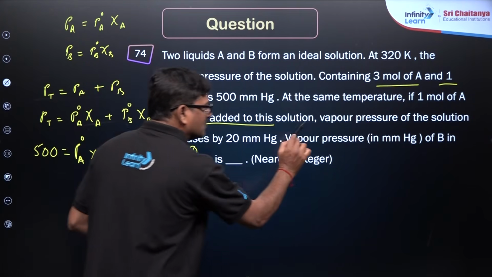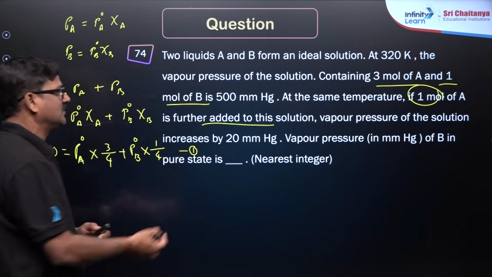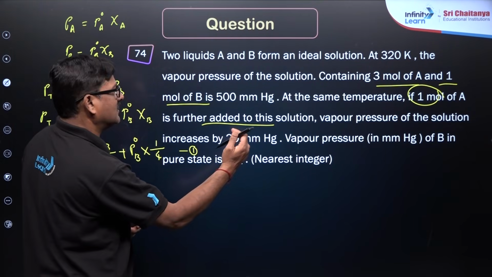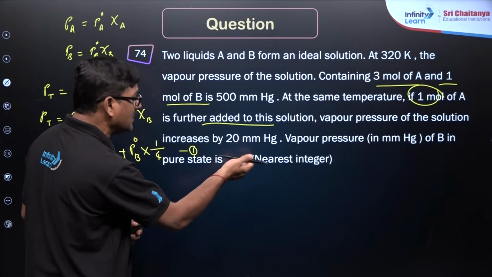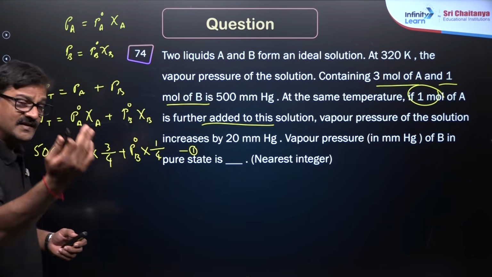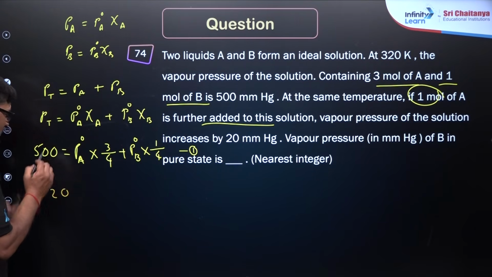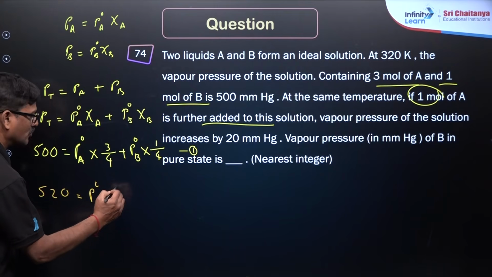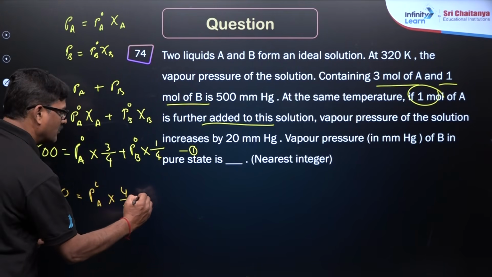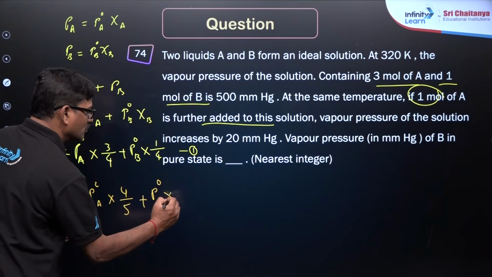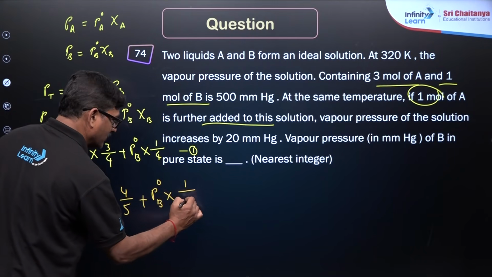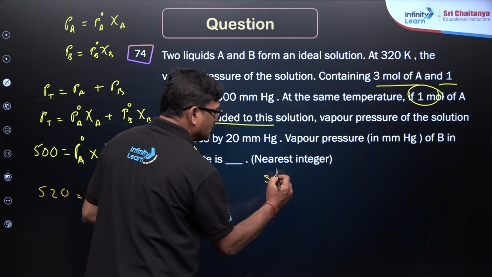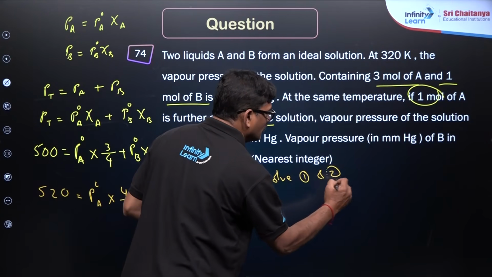Further, 1 mole of A is added to this solution. So you are going to see another case here. The vapor pressure of the solution increased by 20. So if it is increased by 20, 500 becomes 520. It is going to be P naught A into 4 by 5 plus P naught B into 1 by 5, because B is kept constant. So this is equation 2, and solve equations 1 and 2 together.